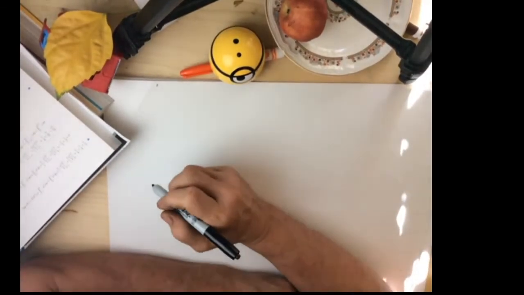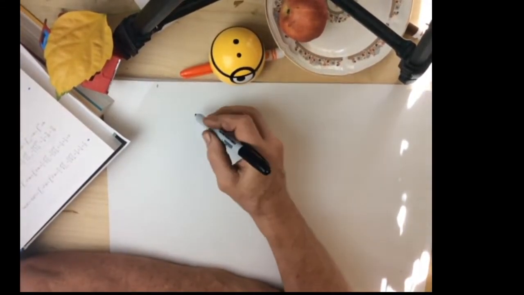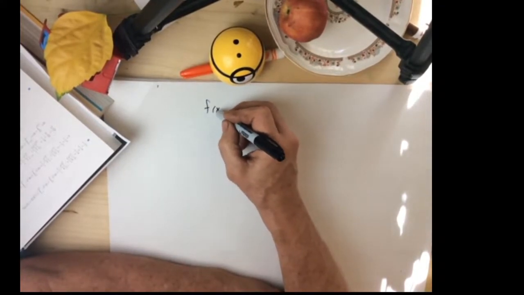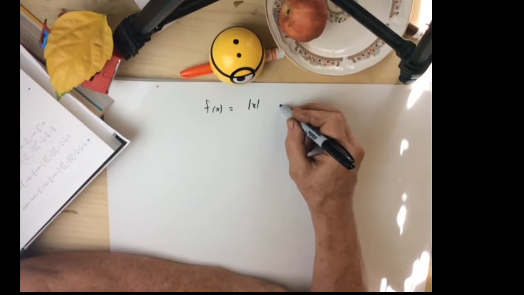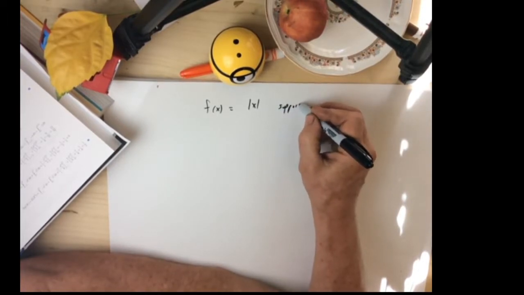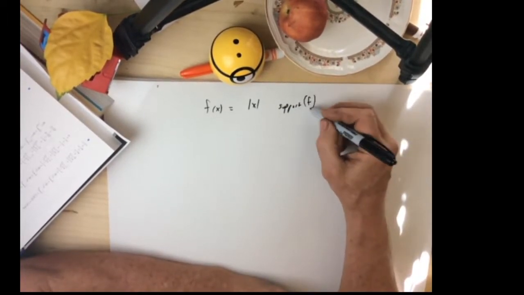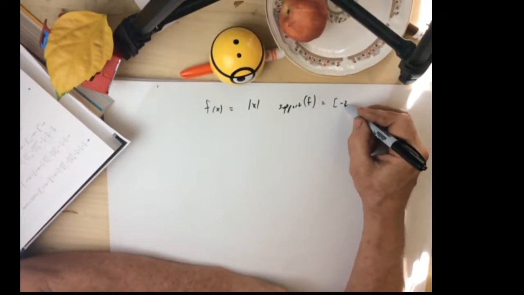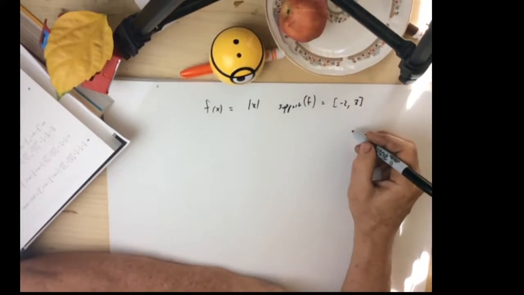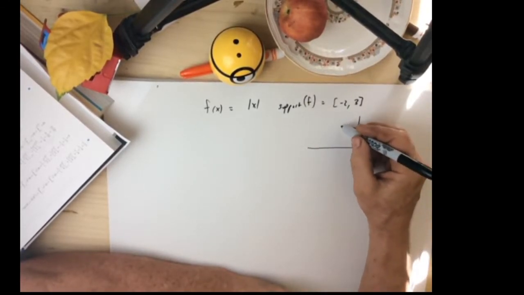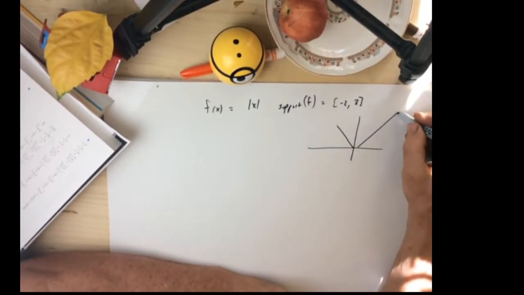Okay, guys, let's continue with continuous distributions. And I'm going to begin with an example. F of x equals the absolute value of x, whose support for f is going to be defined as minus 2 to 3. So I can immediately draw a picture of what this function looks like.